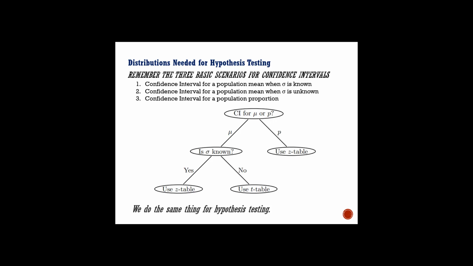Now, I want to go back to the 3 scenarios for confidence intervals that we've talked about before. Remember this? We said a confidence interval for the mean or the proportion. If we're checking on the proportion, we always use the z-table. If we were checking on the mean, we need to know if the population standard deviation is known. If it is, we use the z-table. If it's not, we use the t-table. That's what we did for confidence intervals in Chapter 8. Just remember, we're going to do the same thing for hypothesis testing, so that's not going to change on us.